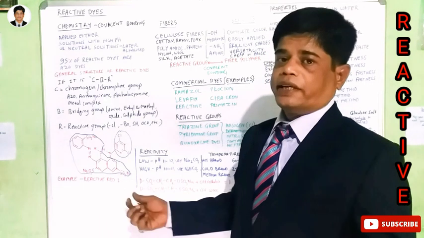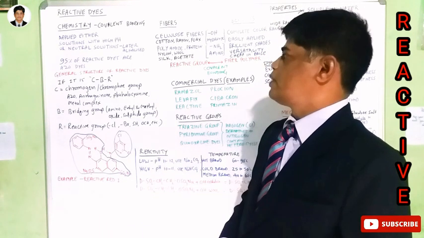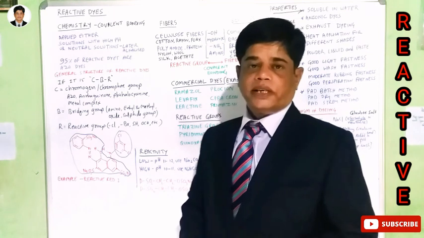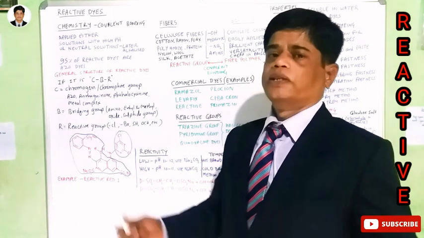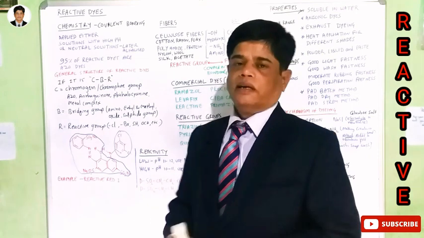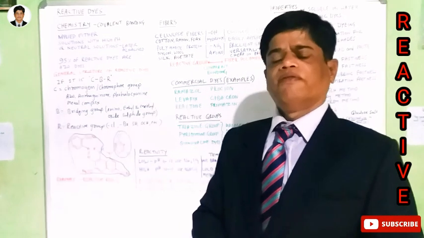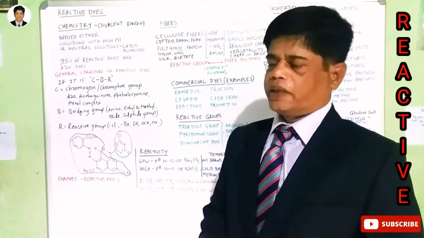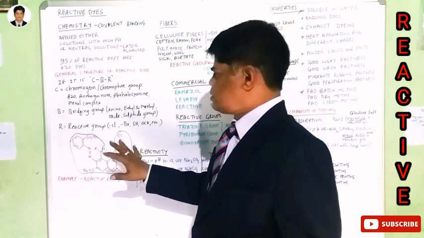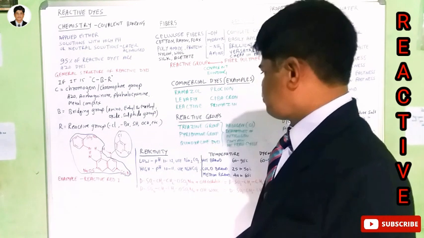But studies say that most of the reactive dyes are made of azo dyes. Made of means the color content of the reactive dye, most of the colors are azo dyes. Okay, this is a simple brief explanation I am giving you.